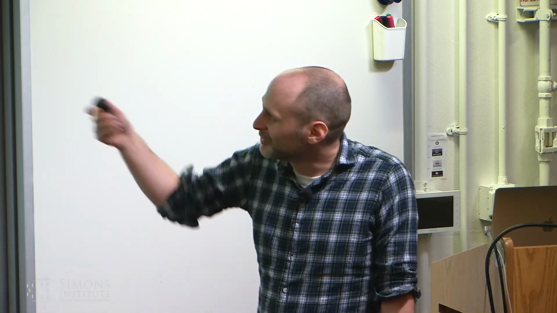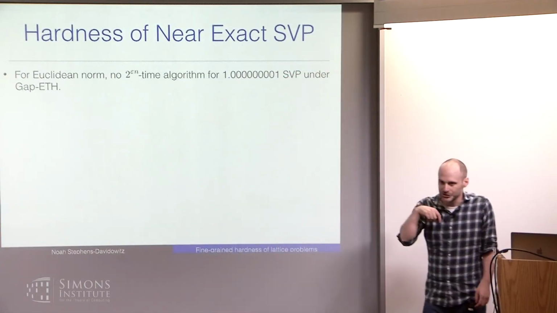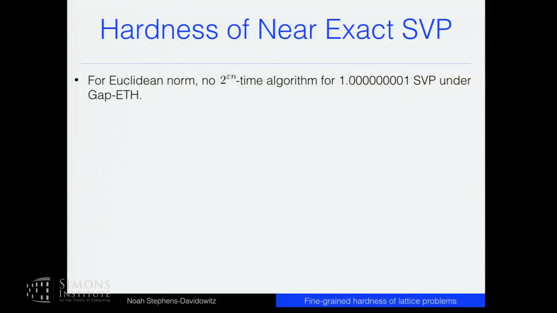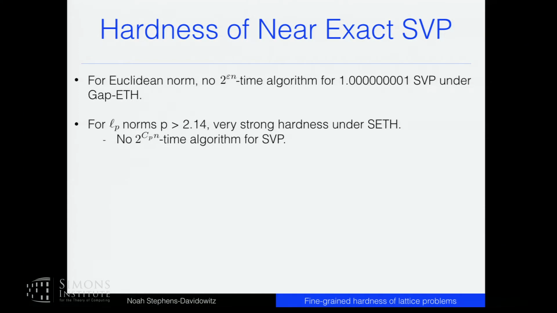Okay, so for the Euclidean norm, the best result that we know is what I just showed you: there's no 2 to the epsilon n time algorithm for constant factor approximate SVP, for some terrible constant approximation factor. For LP norms, just like for CVP, for SVP we know a lot more. We know very strong hardness results. We know that there's no 2 to the C times n time algorithm for SVP, where C depends on the norm in this way.